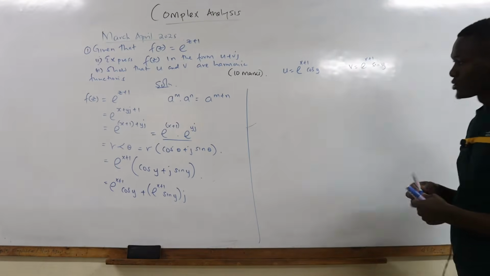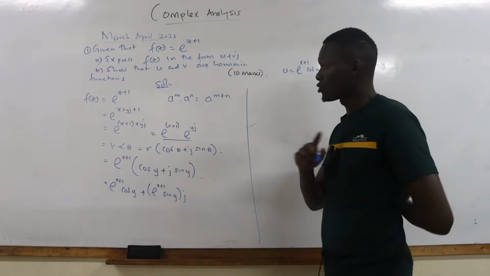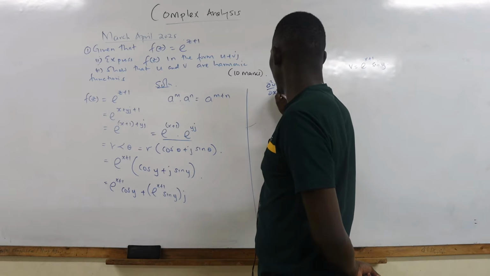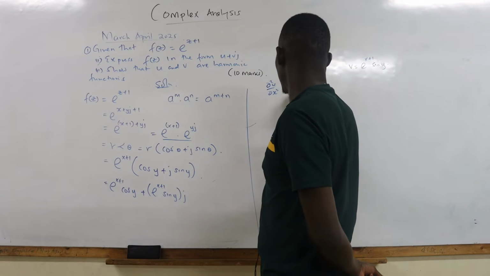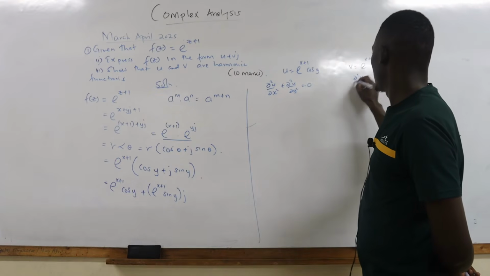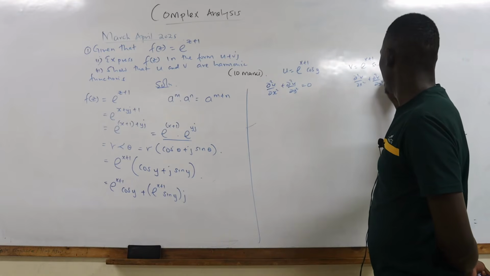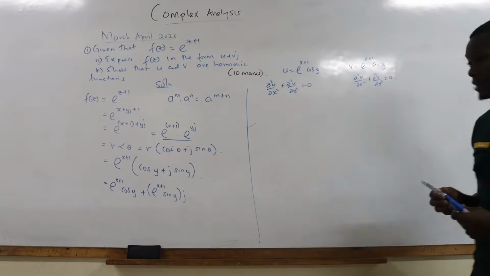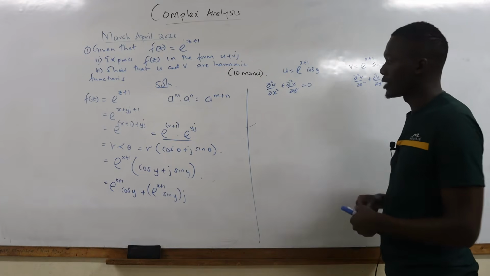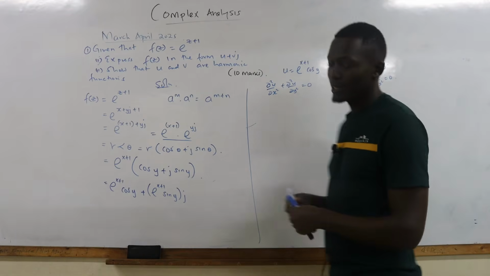So remember, for them to be harmonic, we are checking for the two of them. So we are saying d squared u with respect to x squared plus d squared u with respect to y squared. The answer should give you 0. Same here, d squared v dx squared plus d squared v dy squared. The answer also should give us 0. So basically we're just saying differentiate the function twice, then check. If you add the two, the answer gives you 0. And we shall go to that directly.